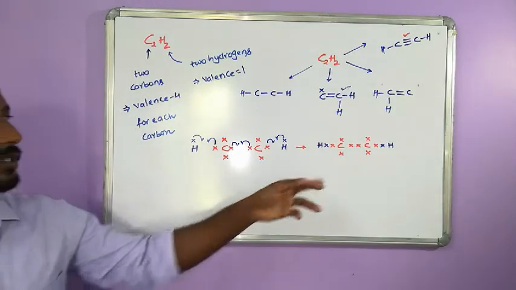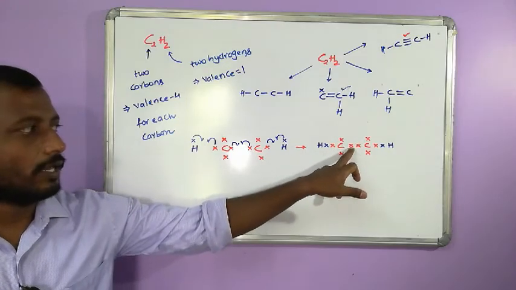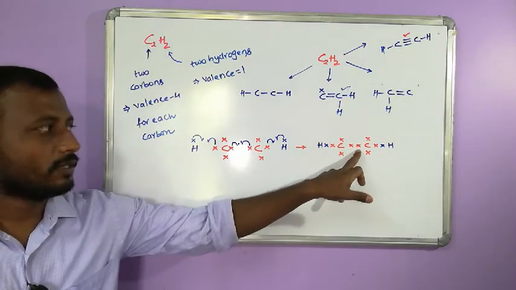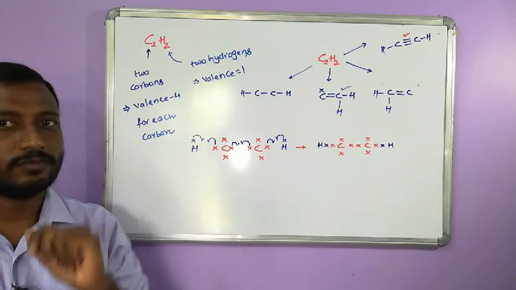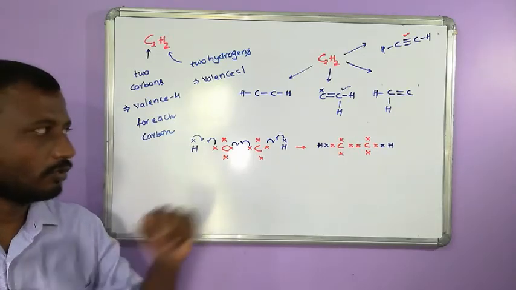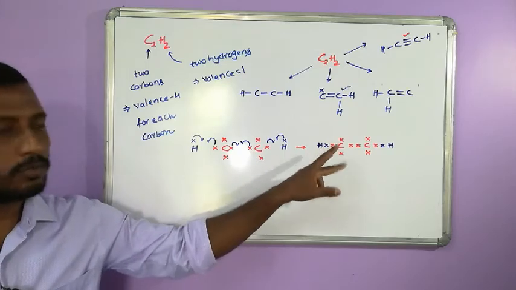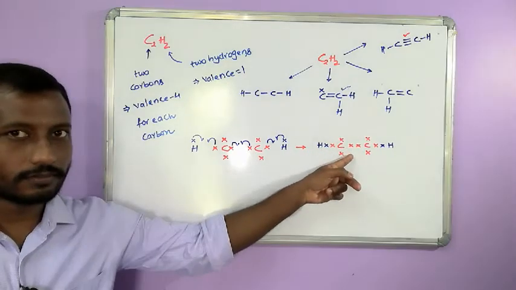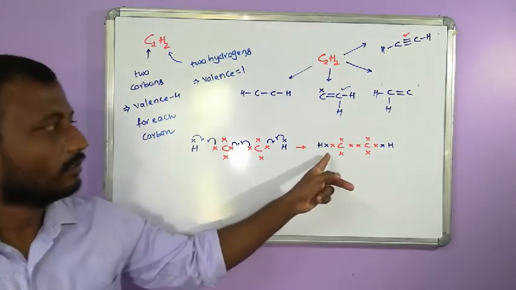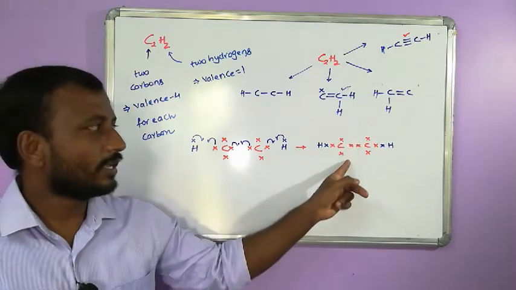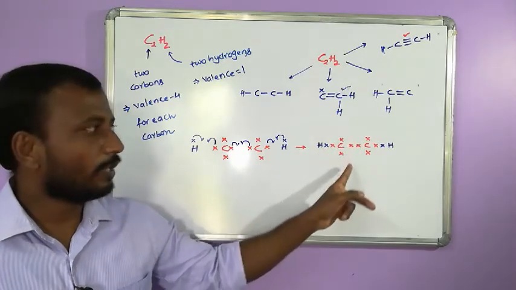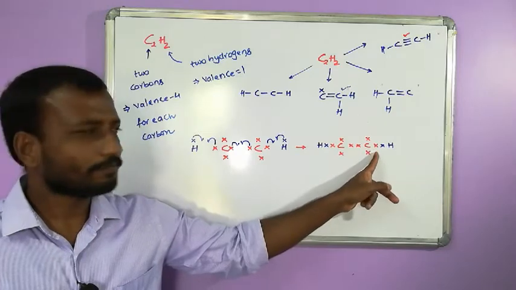So still, how many bonds are required? Already one bond is there between carbon and carbon. Hydrogen cannot form more than one bond, so you cannot keep more than 2 electrons between hydrogen and carbon. So you cannot share these remaining electrons with hydrogens. The only remaining partner is carbon.